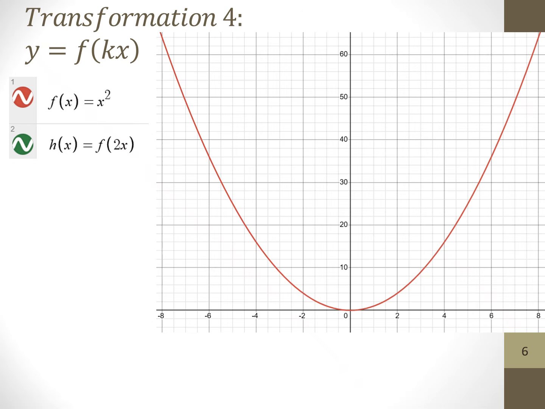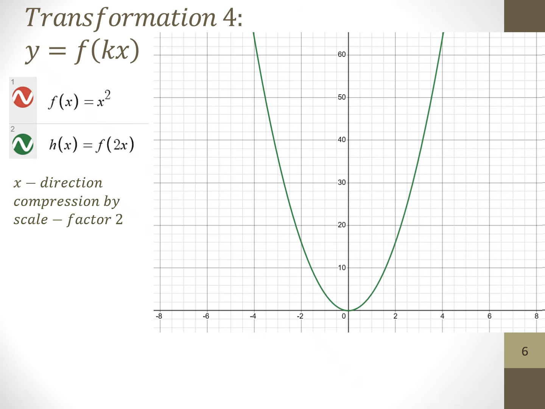We look at transformation number 4. Here we have f of kx, with kx inside of the function. This is effectively a compression by a factor of 2 inside the function when we apply f of 2x. So a compression by a factor of k, or specifically a factor of 2 in this example, where the quadratic y, or f of x, equal to x squared, is being compressed by a factor of 2 in the x direction.